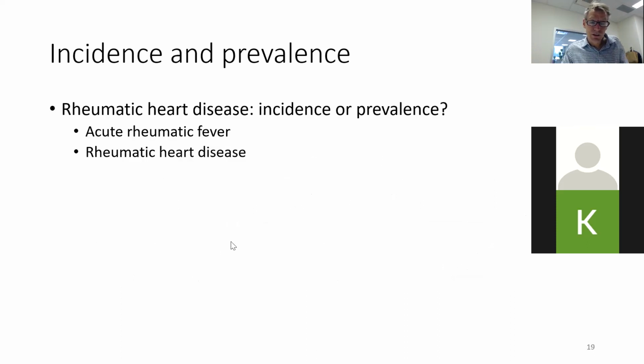Okay. So I think rheumatic heart disease is a good example of incidence or prevalence. And often we think about the incidence or prevalence of acute rheumatic fever or rheumatic heart disease. If I was wanting to describe acute rheumatic fever frequency, what would I use? Would I use prevalence or incidence? What do you think?